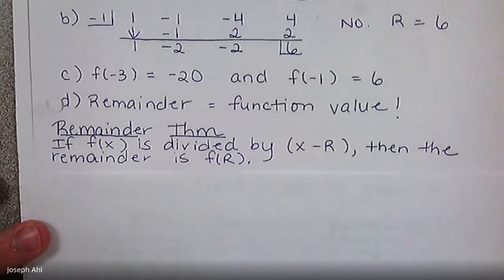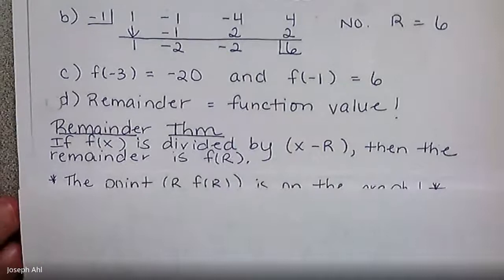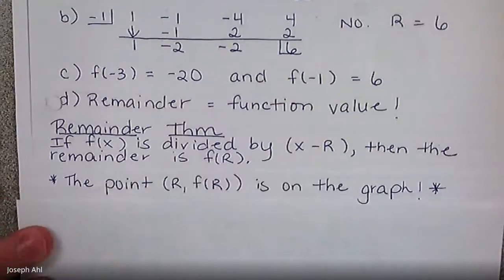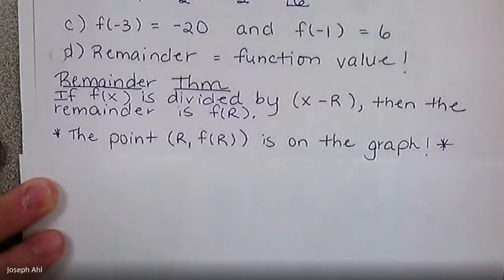It doesn't seem like that exciting of an idea, especially when I don't get 0 as a result, because we like finding roots in this unit. But it's going to be very helpful for what we now conclude in an additional theorem. One other quick note about that is that the point R comma f of R is on the graph. So I've already mentioned that.